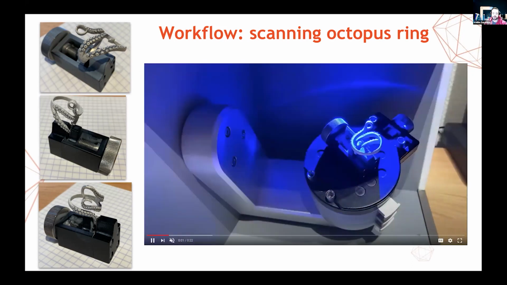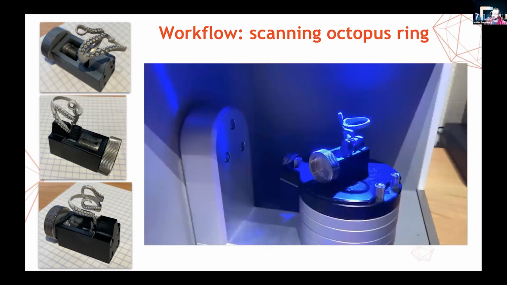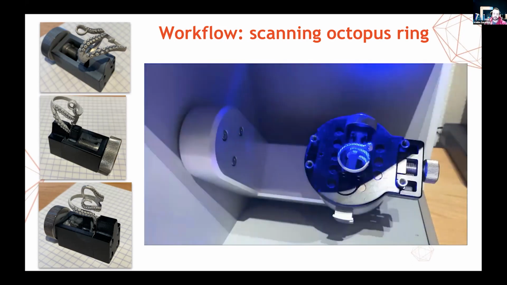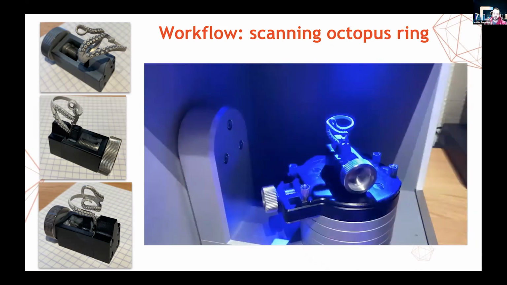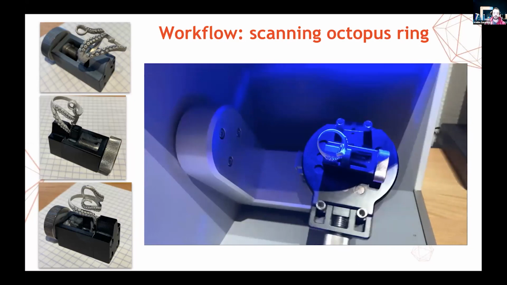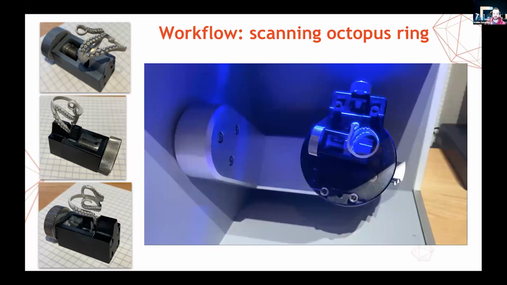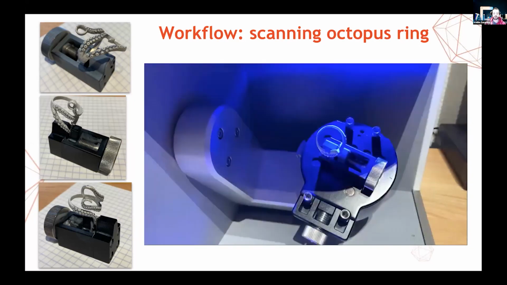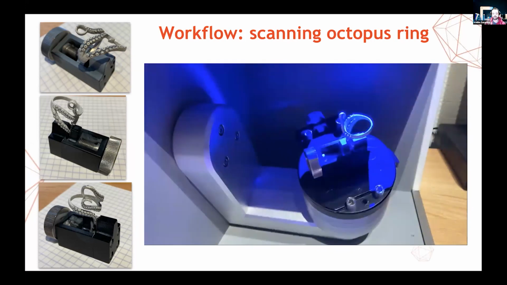Now that we have gone through the workflow from beginning to end, let's introduce some visual examples. Here you can see the octopus ring that was shown earlier in the presentation. It was captured using 3 scans, so 3 different positions, using the automatic scanning path for each position.